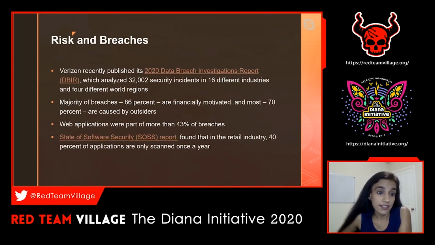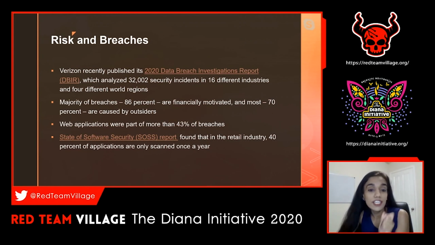Let's talk about some stats. Verizon recently published its 2020 Data Breach Investigations Report, the DBIR, which analyzed 32,000 security incidents in 16 different industries and 4 different world regions. The majority of these breaches, 86% of them, are financially motivated. Most, 70%, are caused by outsiders. And the most important, worth-noting fact is that applications were part of more than 43% of breaches, more than double the amount from last year.